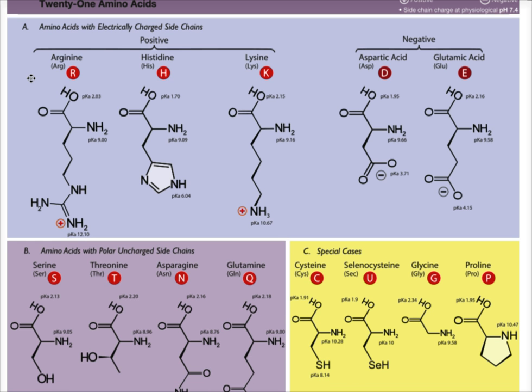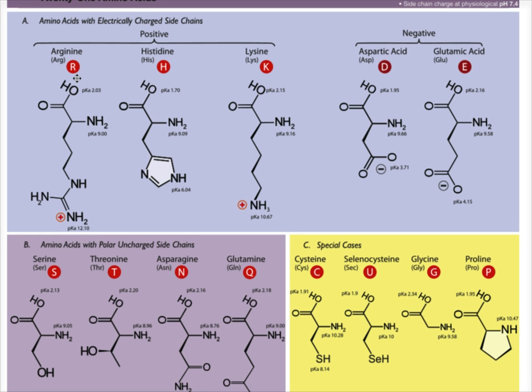Let's start off with the amino acids that have electrically charged side chains. If you look at these, they are either positive or negative. If they're positive, that means they have picked up an extra hydrogen ion, so they have a positive charge and act as bases: arginine, histidine, lysine. Each amino acid has a 3-letter abbreviation as well as a 1-letter abbreviation that describes it. The negatively charged amino acids are aspartic acid and glutamic acid. They're negatively charged because they have donated a hydrogen ion, so they act as an acid, donating hydrogen ions to the solution.